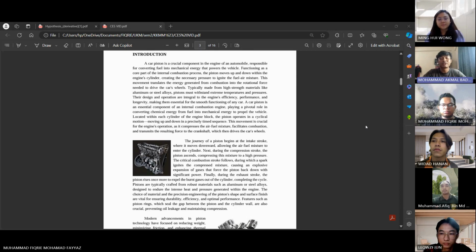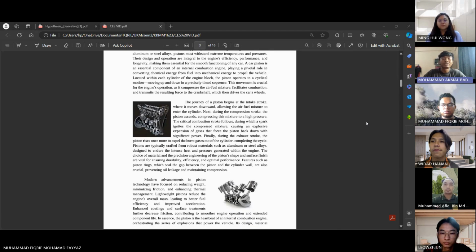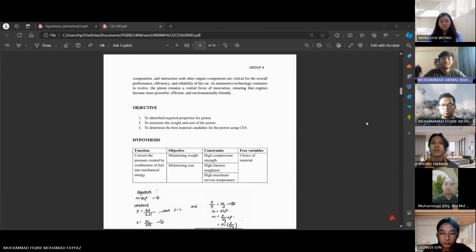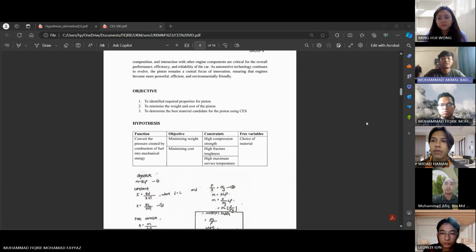Typically, pistons are made from high strength materials like aluminium alloys. For our objectives, firstly, to identify the required properties for the piston. Second, to minimize the weight and cost of the piston. And lastly, to determine the best material candidate for the piston using the Cambridge Engineering Selector software.